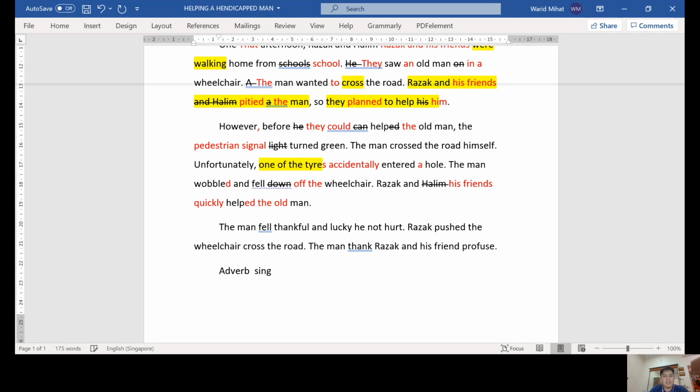That's why kalau kita nak cakap sing, kan? Sing, menyanyi. Adverb dia apa? Sing is a verb, kan? Okay. So, adverb dia apa? Loudly. Menyanyi dengan kuat. Okay. So, apabila kita guna adverb, normally kita tambah apa? Kita tambah ly dekat sini. Sebelum ke selepas, Mr. Warid? Depends lah, kan? Okay. There are times when you have to put before the verb. There are times that you have to put after the verb. Okay. Raza and his friends quickly help the old man. Okay. So, kita guna adverb, not adjective lah.